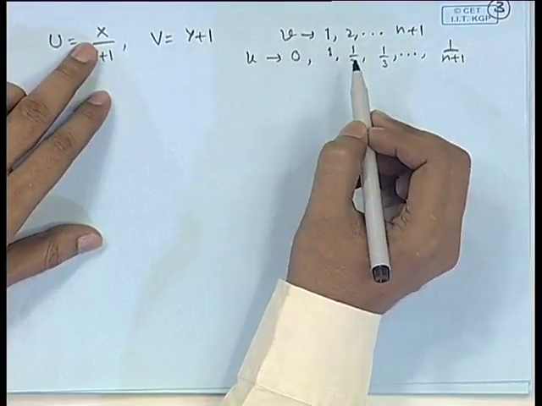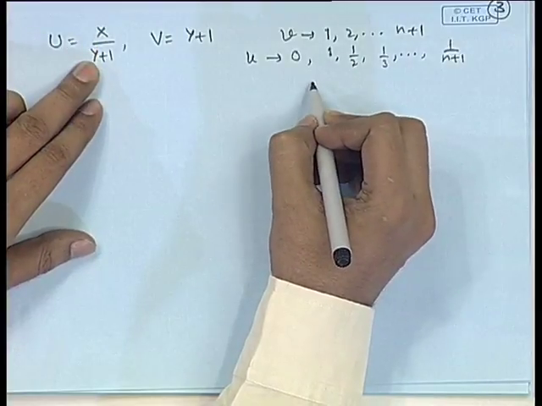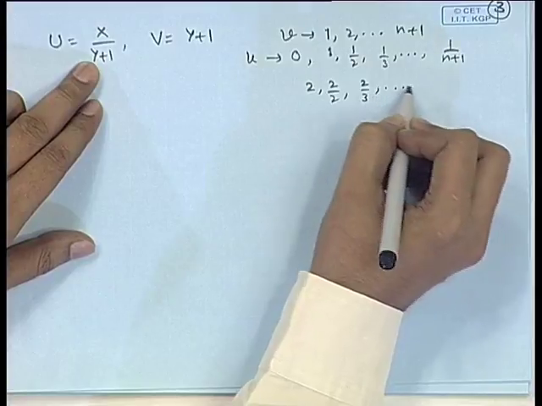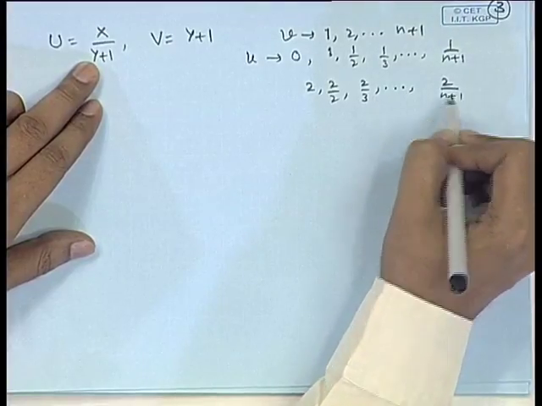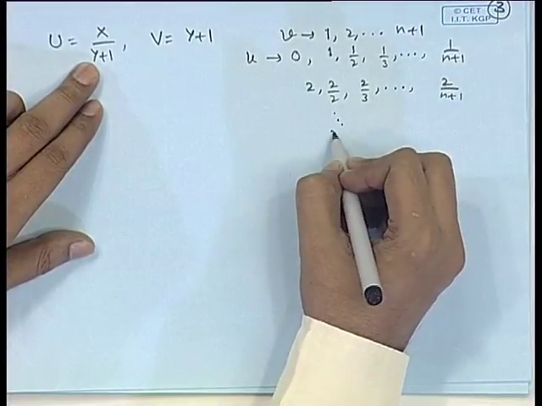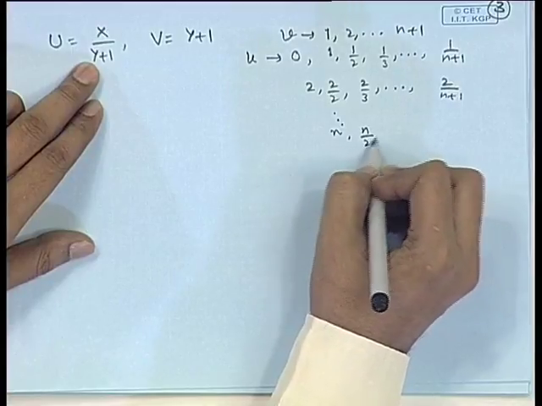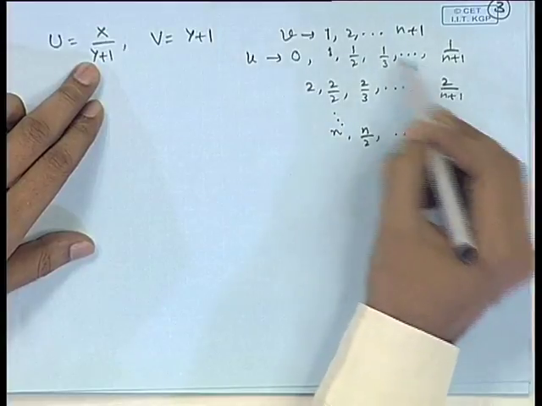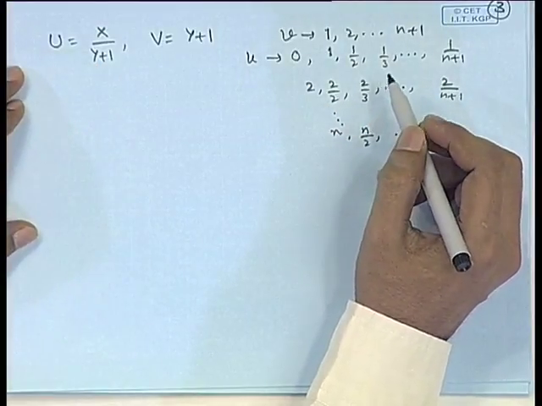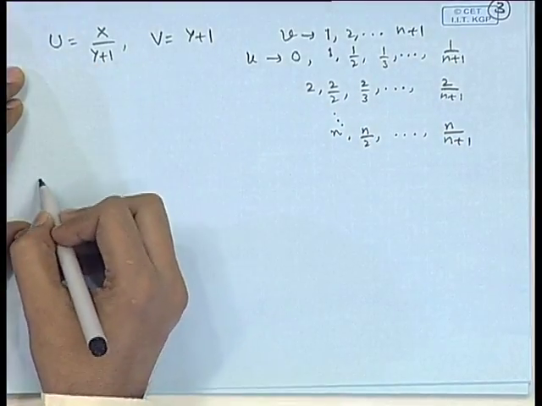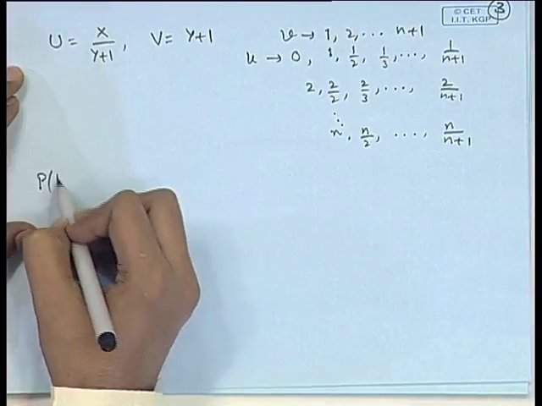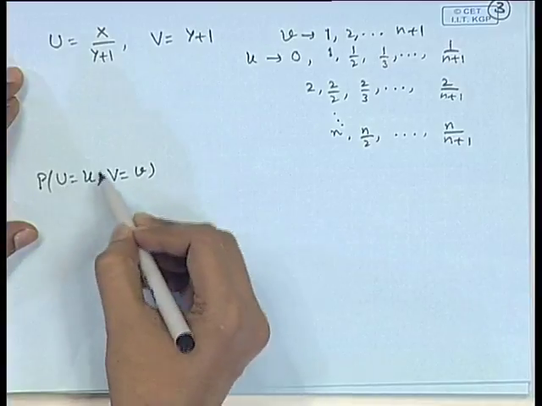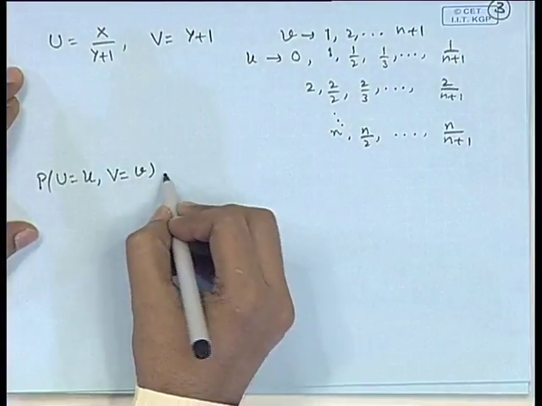X can take value, say, 2. So, these values can be 2, 2 by 2, 2 by 3 and so on up to 2 by n plus 1, and so on, n, n by 2 and so on, n by n plus 1. So, these are the possible values taken by u. So, we look at probability of, say, u is equal to small u, v is equal to small v, where small u and small v take these values.